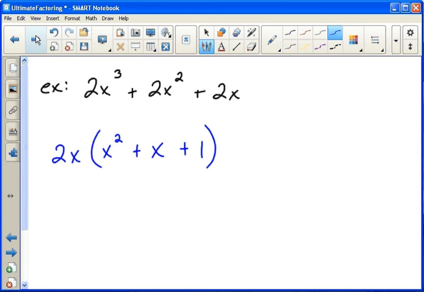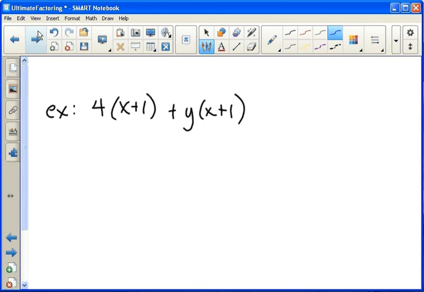Just a couple more examples. Here we see 4 times x plus 1 plus y times x plus 1. So this may look a little different, and it is a little bit different, but you're still looking at 2 terms. We have term number 1 and term number 2. Now the 4 and the y have nothing in common, but the x plus 1 and the x plus 1 obviously match. So I can pull x plus 1 out front because both pieces have it. That leaves the first term with just 4, and that leaves the second term with just y.